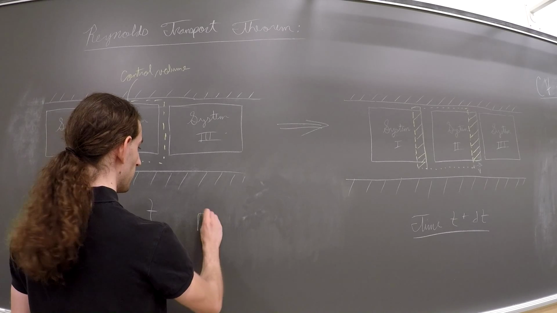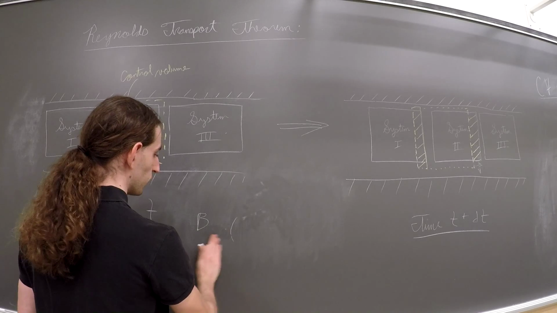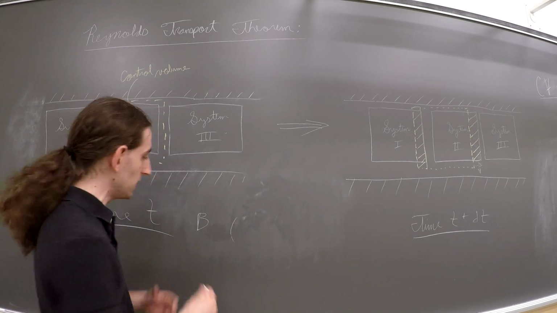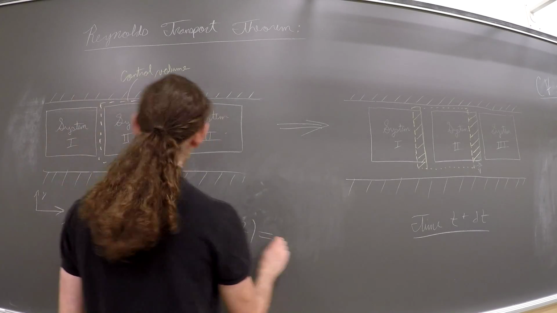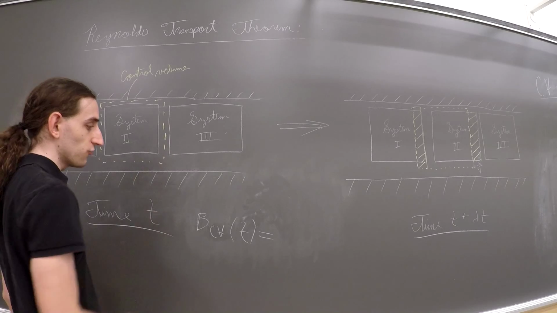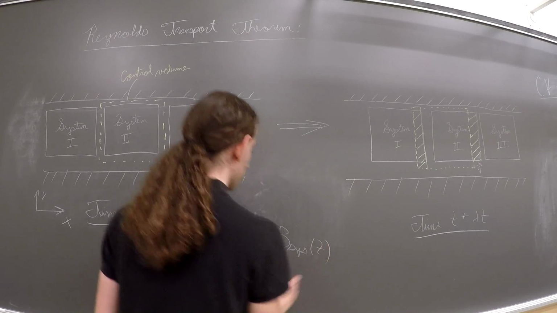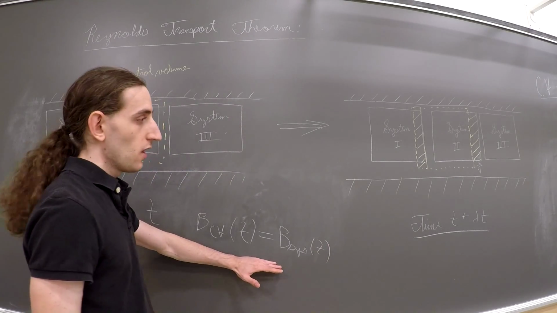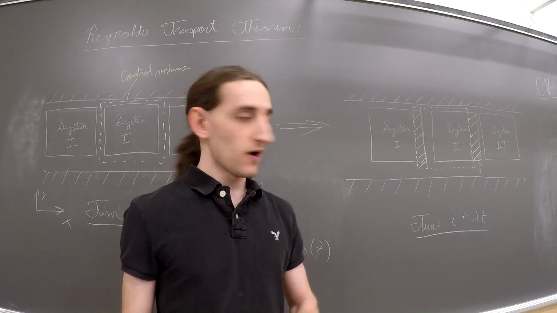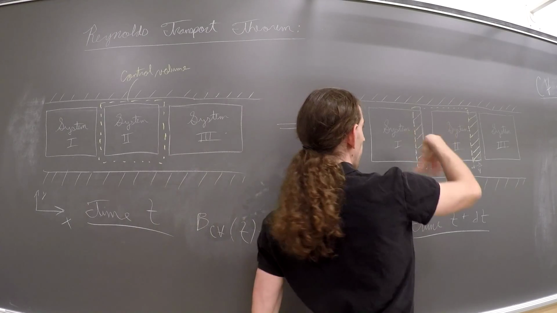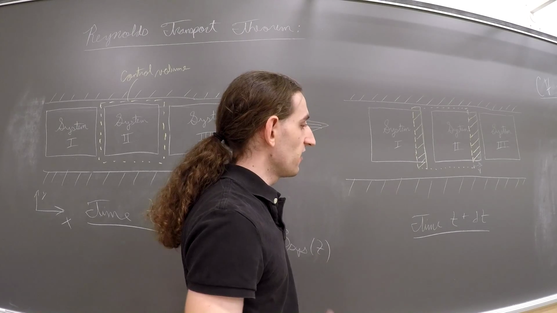We'll start with the extensive property B of the control volume at time t. We see that system 2 coincides with the control volume, so we can say that the two properties match up. But at time t plus dt, it's a bit different, right? In the control volume, we have a portion of system 2 and a portion of system 1, and we have to account for that somehow.